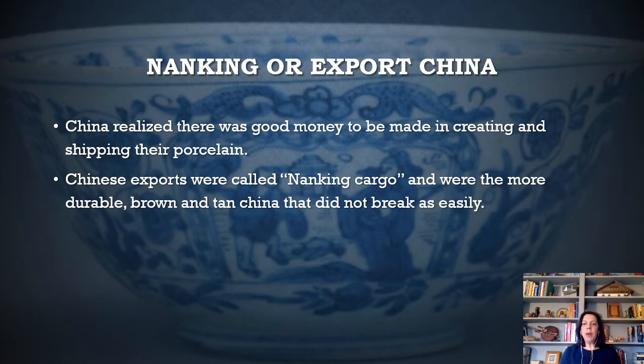China quickly became the key maker of porcelain and really started to make money off of this by exporting their porcelain everywhere. And Chinese exports were typically called Nanking cargo. The interesting thing is they weren't actually manufactured in Nanking. It was just a term that European traders put on it. And again, they started with some more durable brown and tan china that didn't break as easily. Remember that you were still shipping things by boat and you still had to account for damages. So you're trying to pack things well, but the more durable clay meant that you didn't have as high of a loss.